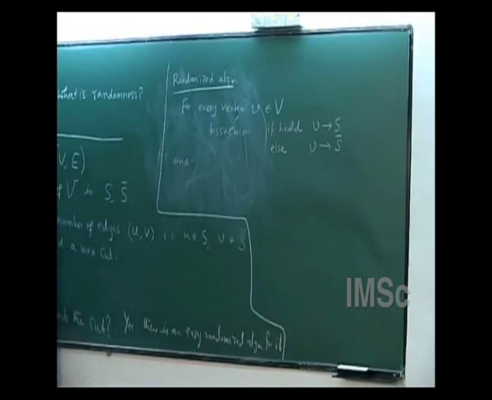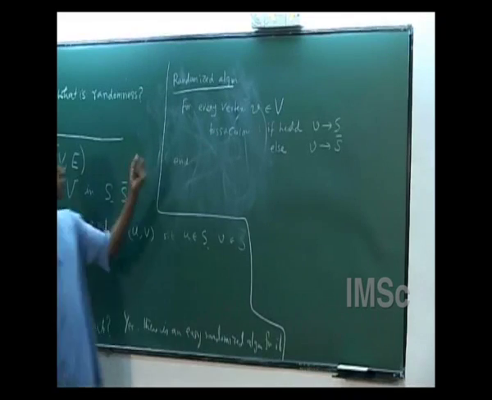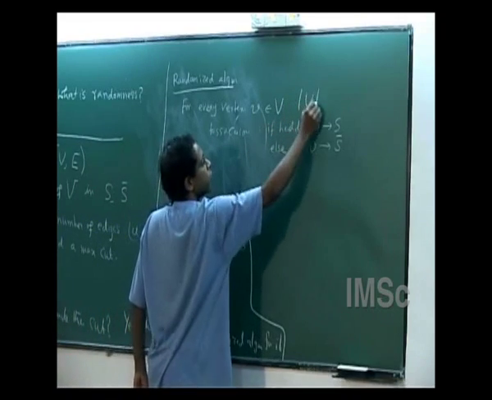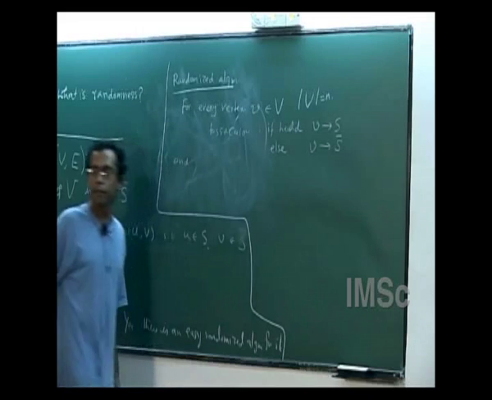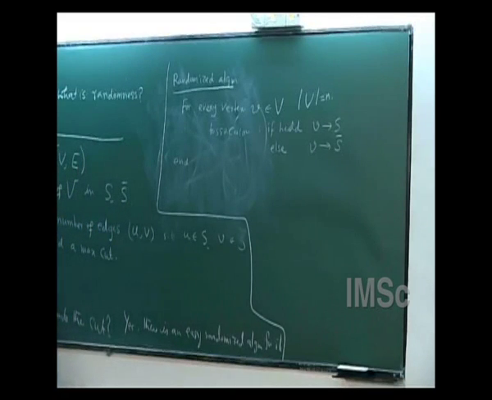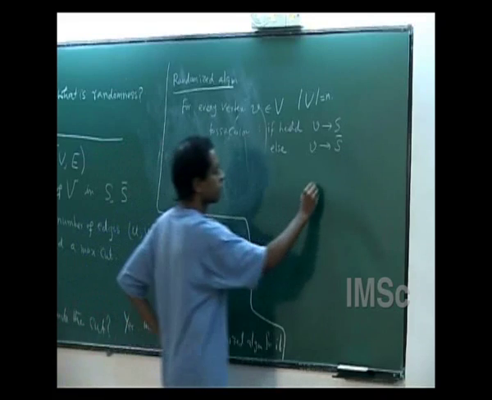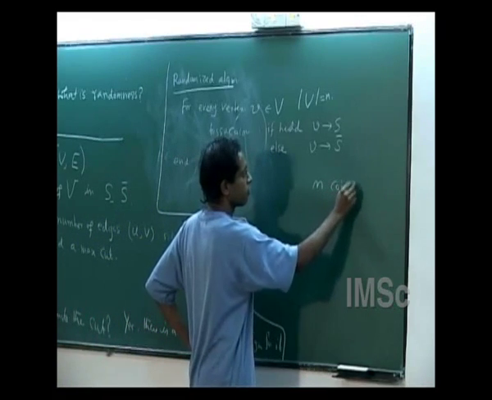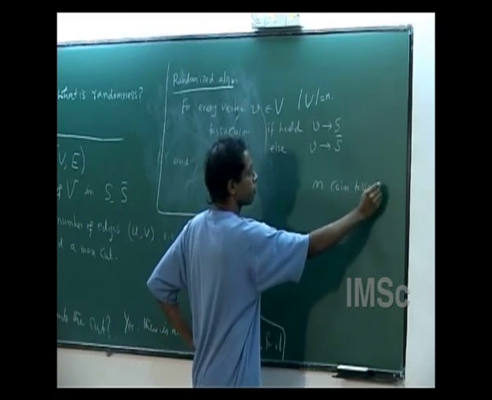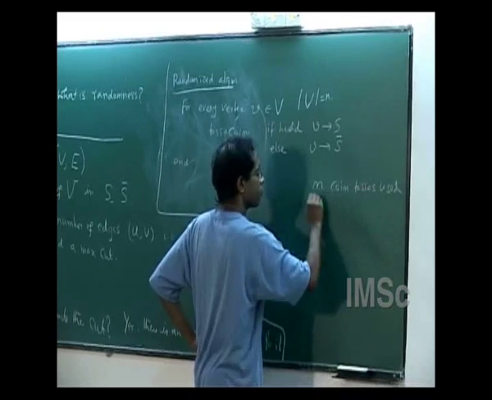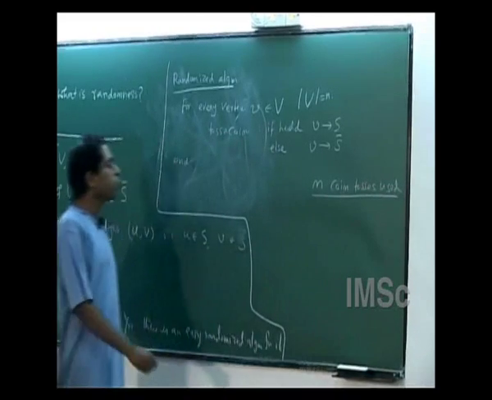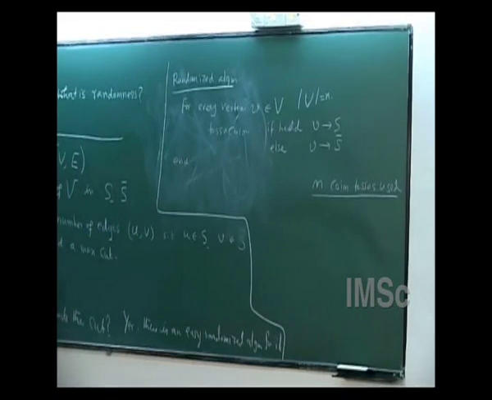This is your randomized algorithm. As simple as that. There are a couple of issues. How many coin tosses are you using? Let's say the cardinality of V is equal to N. So N coin tosses. Now we have to prove that it actually works.